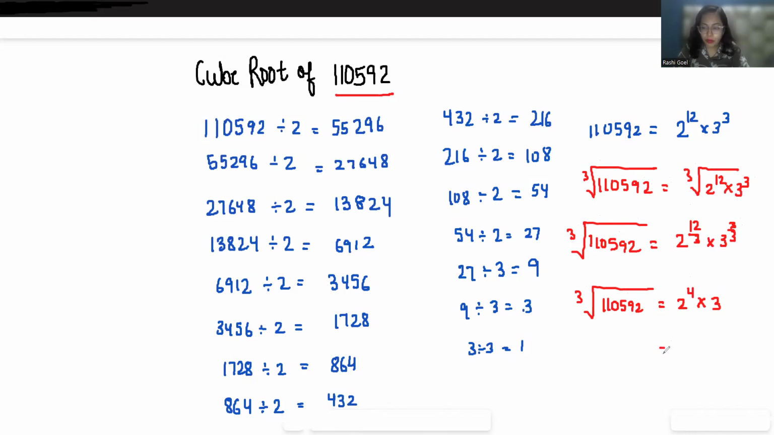Now 2 power 4 is 16 and 16 times 3 is 48. So the cube root of 110592 is 48. I hope each and every step is clear and you find it useful.